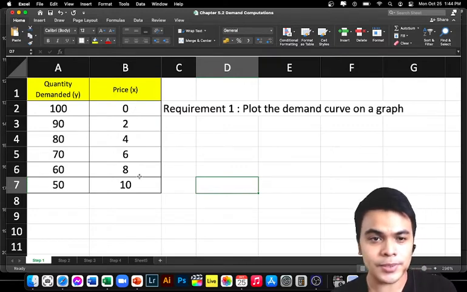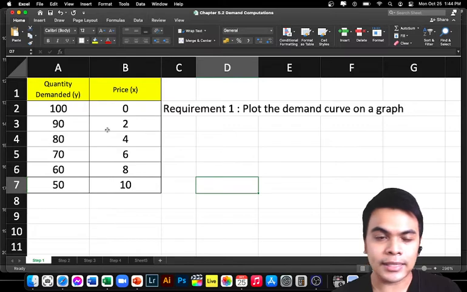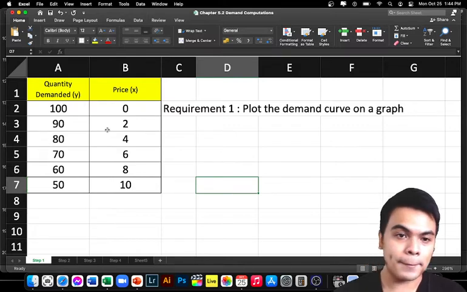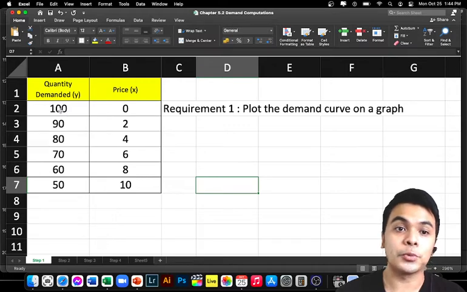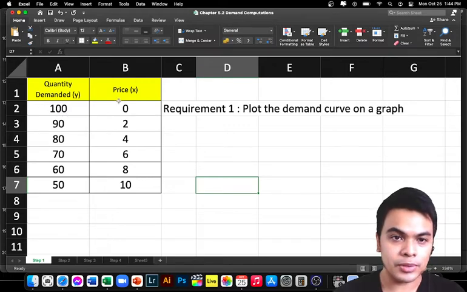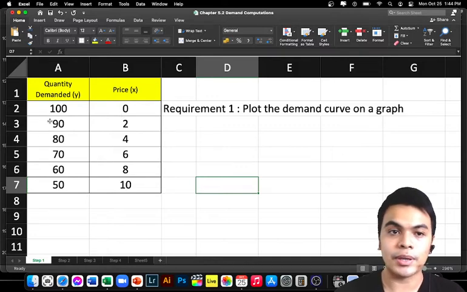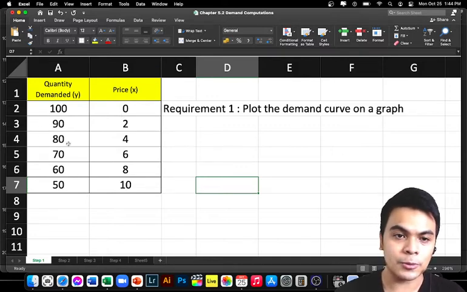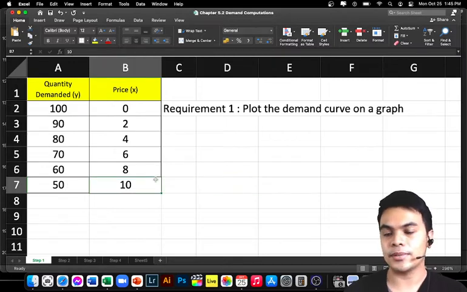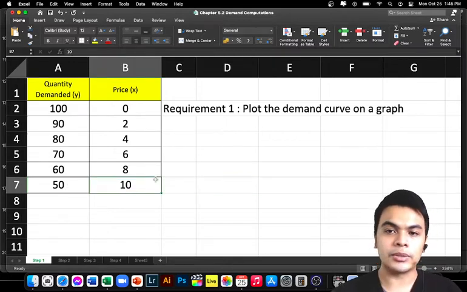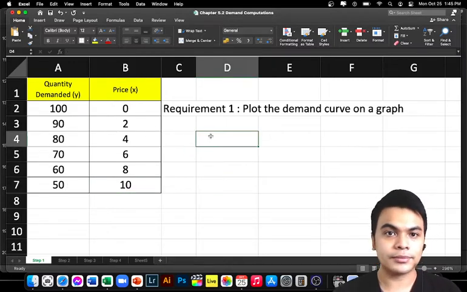Now, if you notice, nakikita na natin agad dito yung law of demand. As the price goes lower, the quantity goes higher. Also, if the price goes higher, tingnan nyo, pataas ng pataas yung price, you notice that the quantity demanded also decreases. So again, let's try to plot this into a graph.